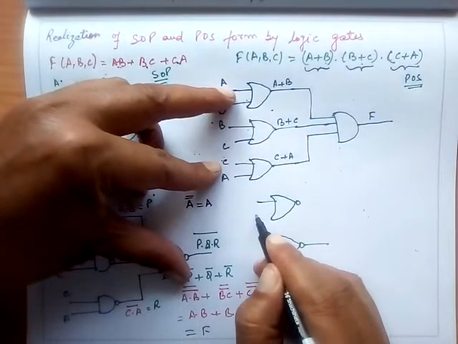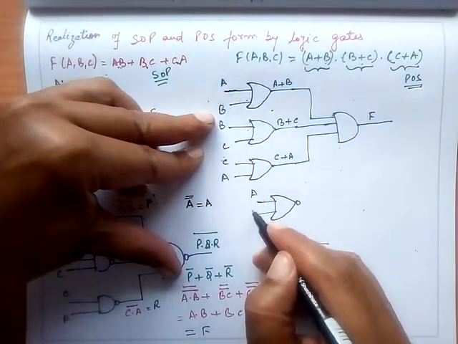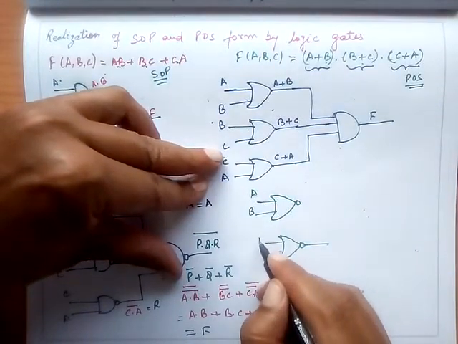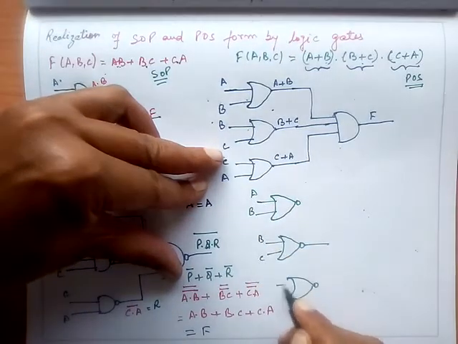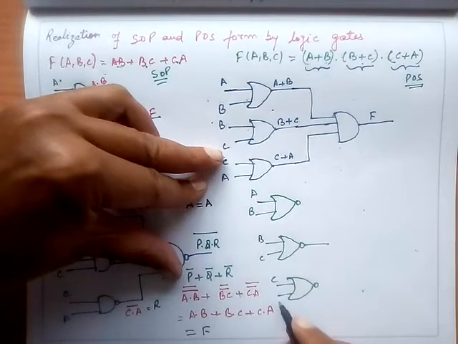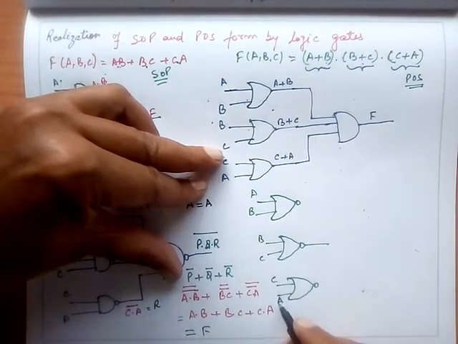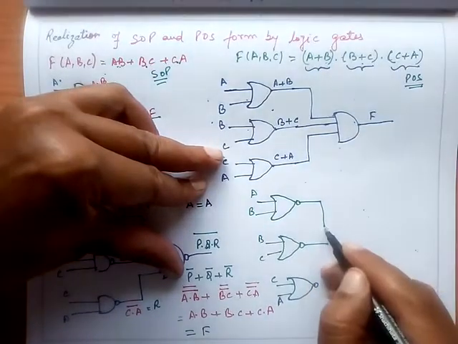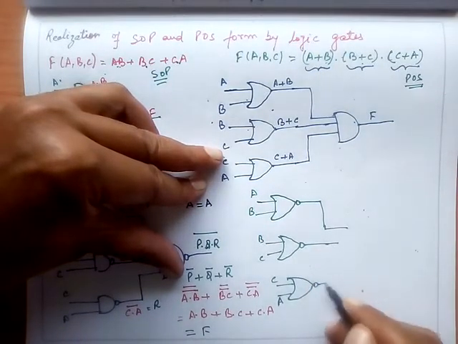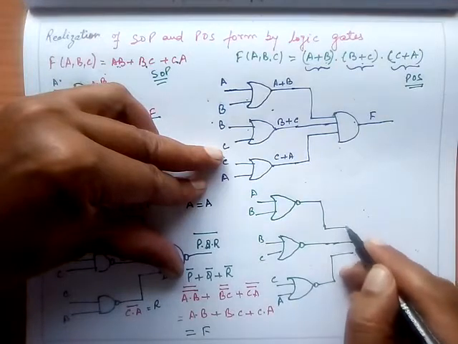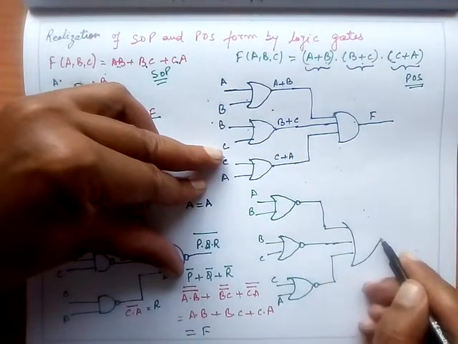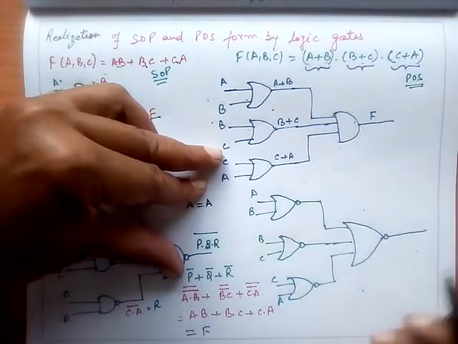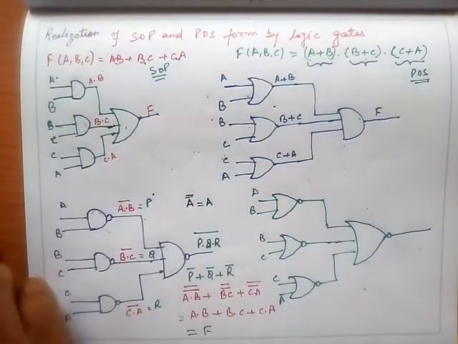And the same inputs, that is A and B. Then you have B and C here, the input to this is B and C, and the input here is C and A. And instead of giving it to an AND gate, I give it to a NOR gate only. Here also I apply a NOR gate.